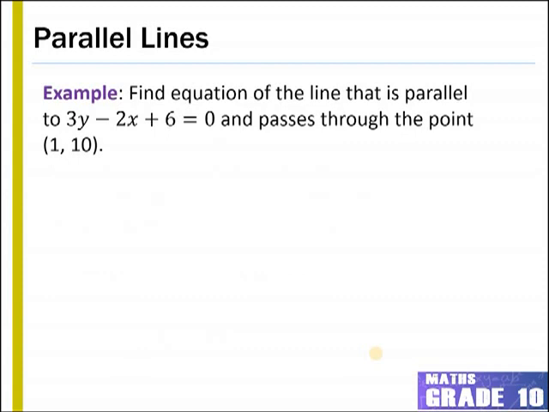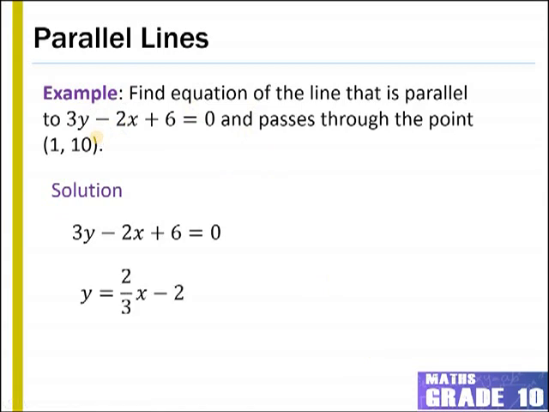Example, find the equation of the line that is parallel to 3y minus 2x plus 6 equals 0 and passes through the point 1, 10. Let's start by rewriting the line in the form y equals mx plus b. 3y minus 2x plus 6 equals 0, so y equals 2/3 x minus 2. So the gradient of this line is 2/3. This means that the gradient of the line that we're trying to find is also 2/3.